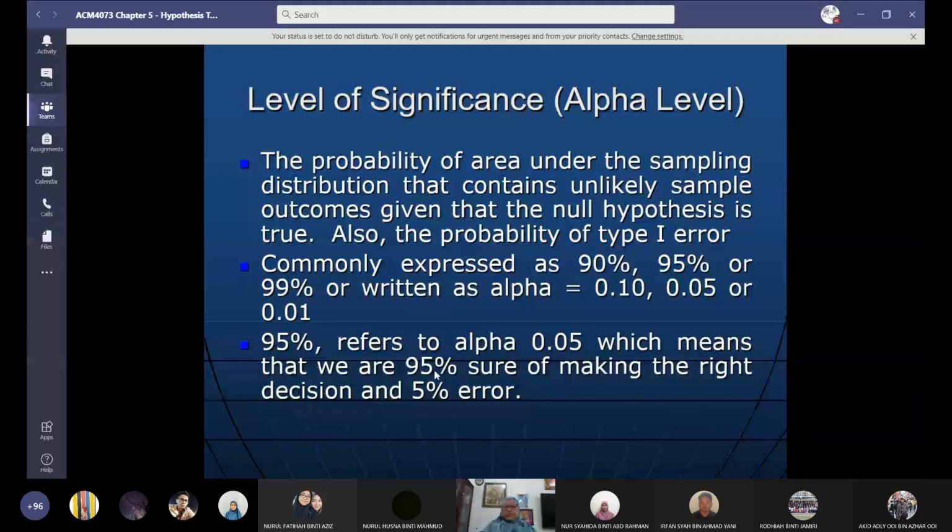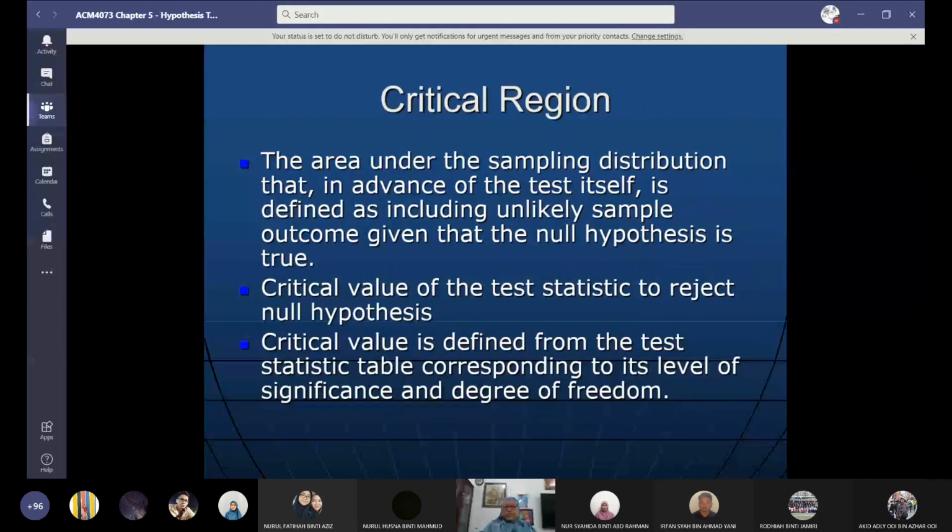While the critical region is the area under the sampling distribution, defined as including unlikely sample outcomes, given that the null hypothesis is true. This critical region is the area under the sampling distribution. The critical value of the test statistic is used to reject the hypothesis.